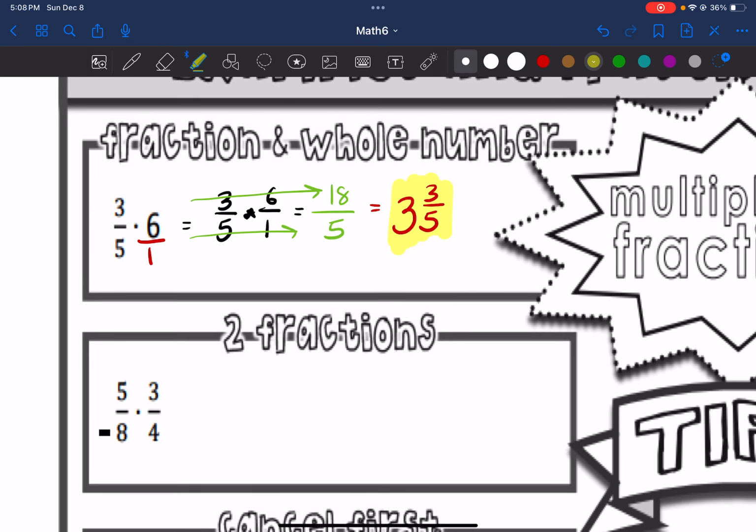Uh-oh, this one has a negative sign. What did we say about negative signs? Good. Always put them to the top. So I'm going to rewrite this. Negative 5 over 8 times 3 over 4.